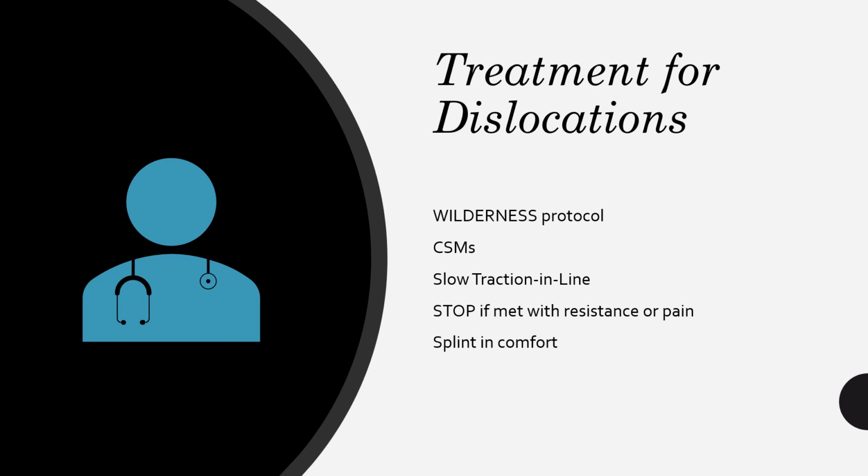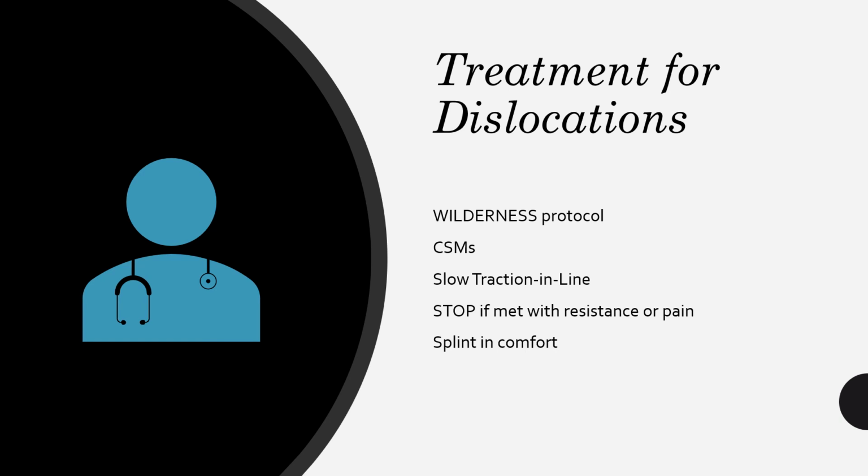We can then provide that slow traction in line, and I'll give you those different techniques of how to do it. There are 3 different ways to reduce a shoulder dislocation. But the one thing I want to note is we're going to absolutely stop, like we do with unusable injuries, if we're met with any sort of resistance or pain from that patient. If that occurs, or if no reduction occurs, we're going to splint that patient in a position of comfort. If you've tried your reduction techniques on the shoulder and it doesn't work, we're going to splint, sling and swathe that patient, whatever is comfortable for them.